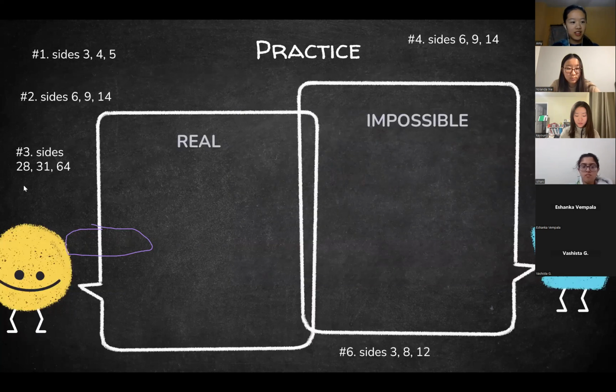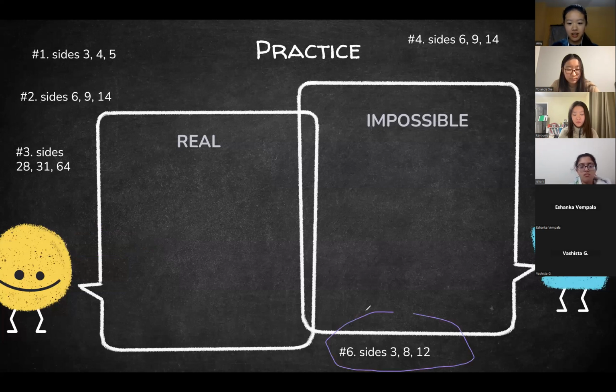Back to the problem. Okay. Now let's do number 6 down here. A triangle with side lengths 3, 8, and 12. Can that make a real triangle, or is that going to be impossible to make a triangle with?